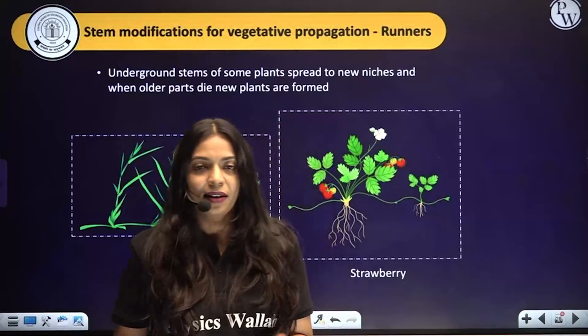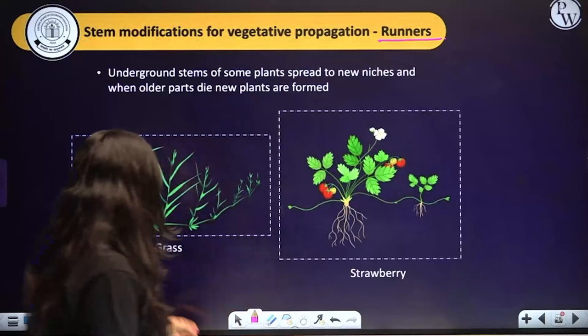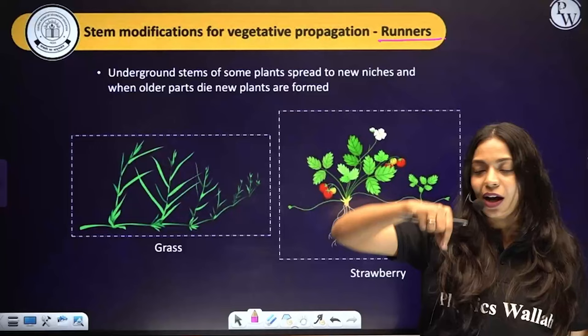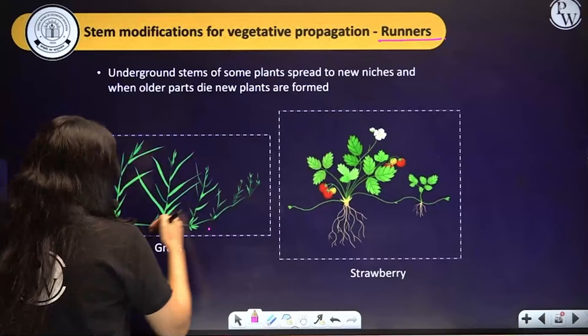So let's move forward. There are different ways in which stems are involved in vegetative propagation, one of which is called runners. So what happens here is, I'm sure you would have observed in grasses, or the next time you go to a park or you see grass growing somewhere, try to pluck out one grass out of the soil. You will see that a string of grasses will come out, right? Individually, just this much won't come. There are high chances that a string of grasses next to each other will come out, because the reason is that they are connected at the base here.